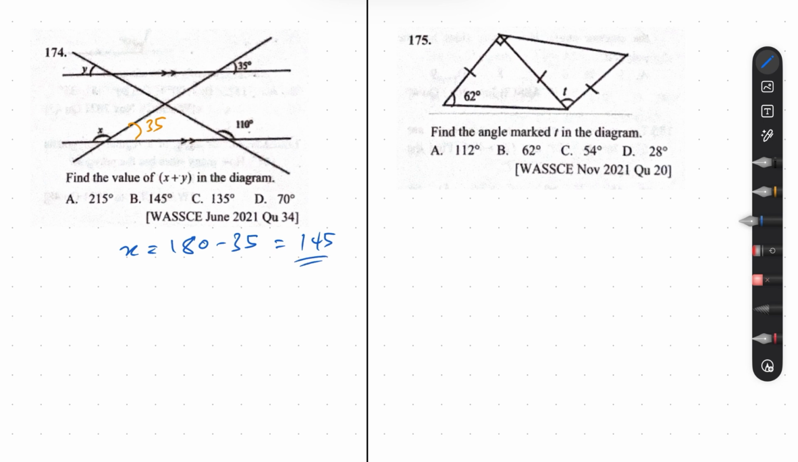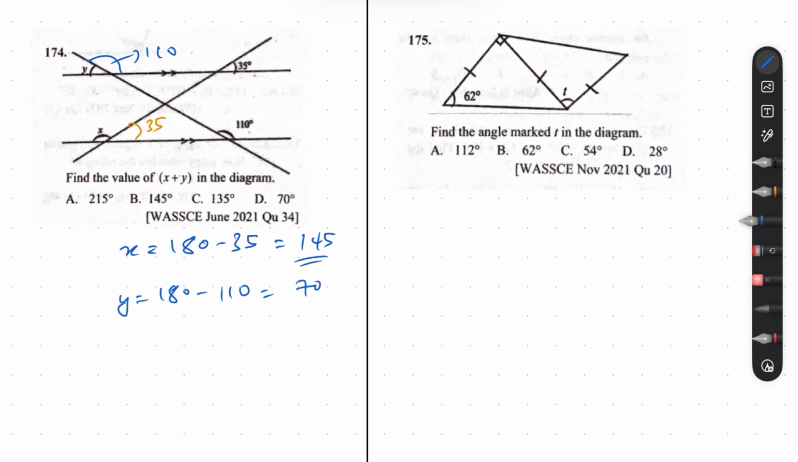Now let's find y. Looking at this, we can say that this angle right here is the same as this angle right here, because they are corresponding. This angle here corresponds to this, so the angle right here is 110. Now to find y, we just subtract it from 180, right? Because this is a supplementary angle. So y will be equal to 180 minus 110, which is equal to 70.